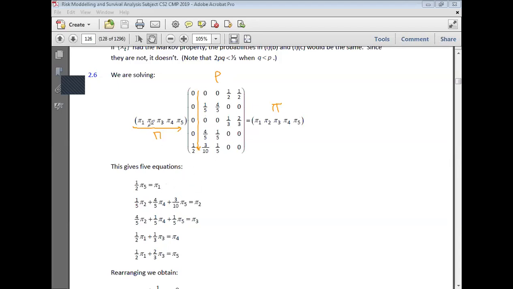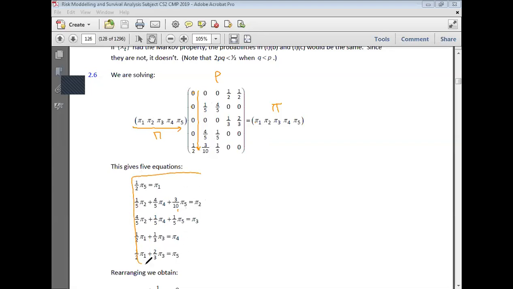So if you do this, you have pi 1 times 0, pi 2 times 0, 0, 0, plus pi 5 times a half. That will be the very first element in this vector pi. So half of pi 5 is equal to pi 1. Then you multiply this with this: pi 2 times 1/2 plus pi 4 times 4/5, and then pi 5 times 3/10, and that will be equal to your second element, which is pi 2, and so on and so forth.